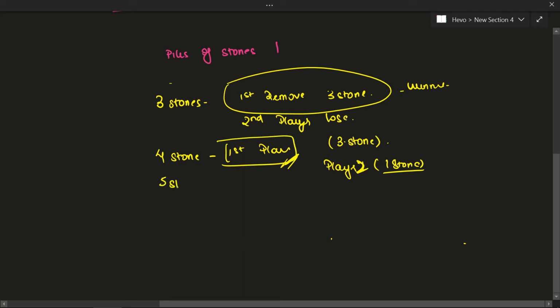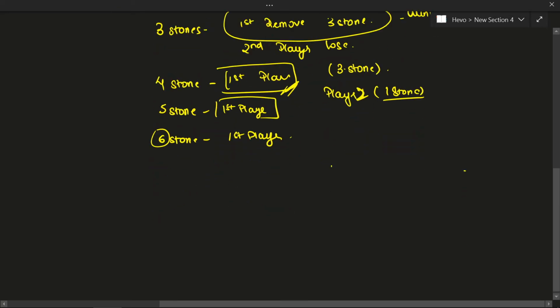In the five stone case, the first player removes all five, and again we have the first player as the winner. In the six stone case, again it's the first player. Why? Because if we remove the five, then he's automatically declared the winner.